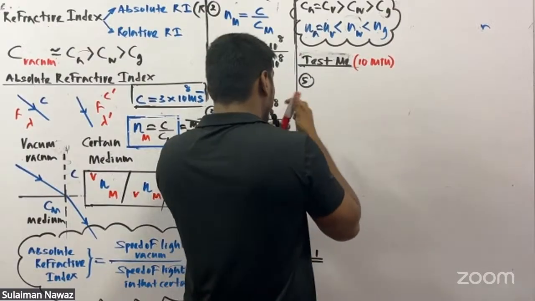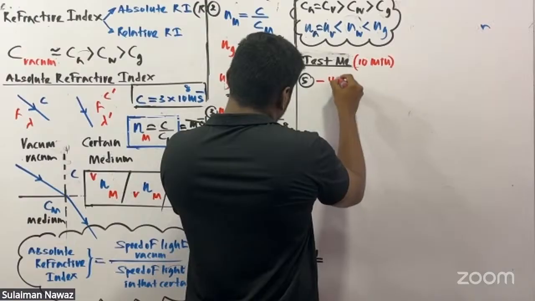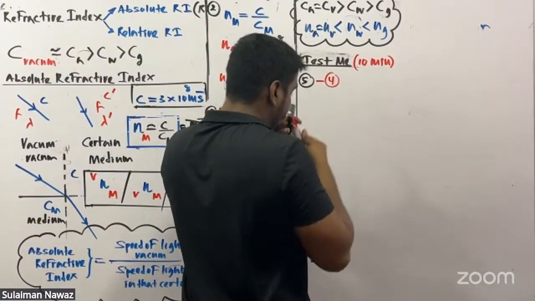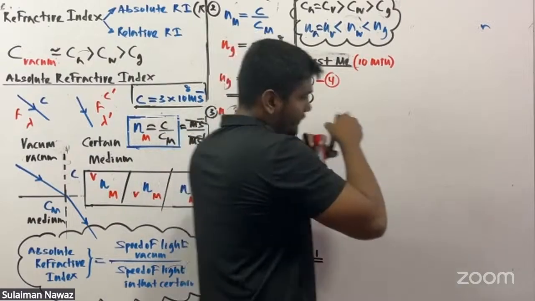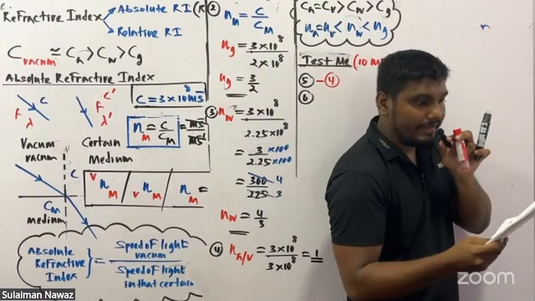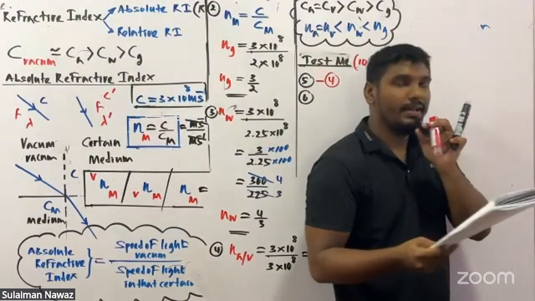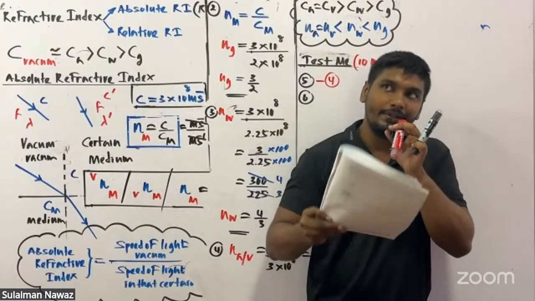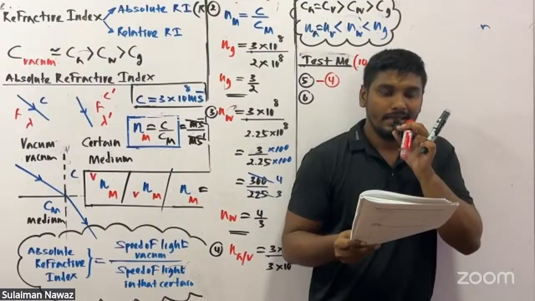Past paper MCQs, your last few years' past paper MCQs. See how easy some MCQs are. 5 done. Then 6. Which one of the following summarizes the changes that occur when visible light passes from air to glass? Visible light passes from air to glass. Air is rarer, glass is denser. Rarer to denser.